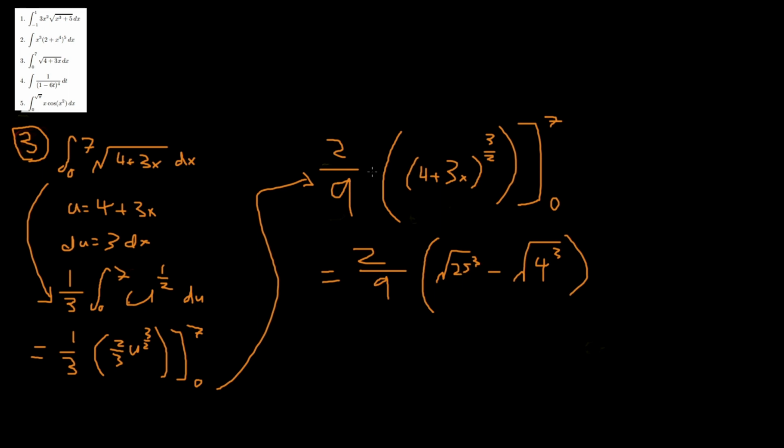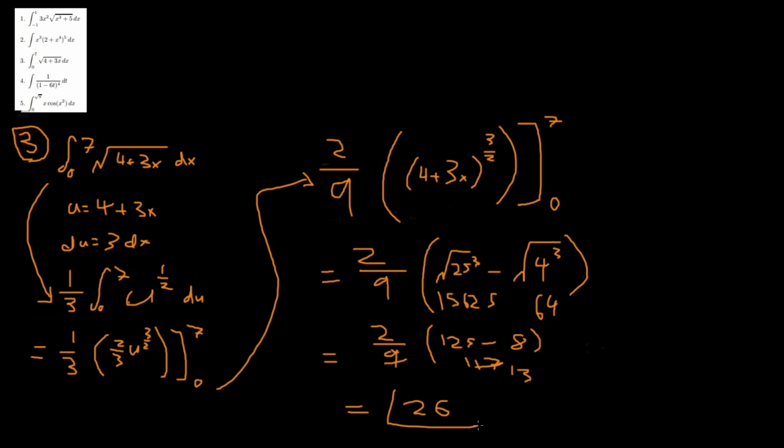This is 15625, and this is 64. So this is 2/9 times the square root of this is 125, minus 8. 125 minus 8, that's 117. 117 divided by 9 cancels out to be 13. So all this eventually comes out being 26.